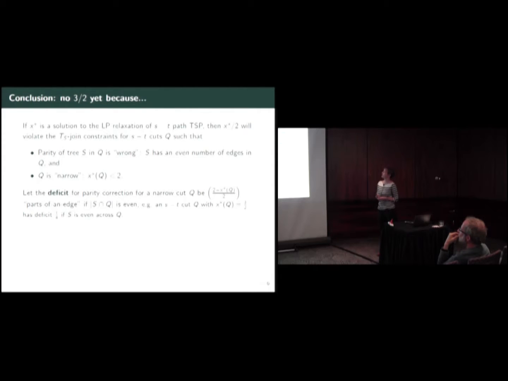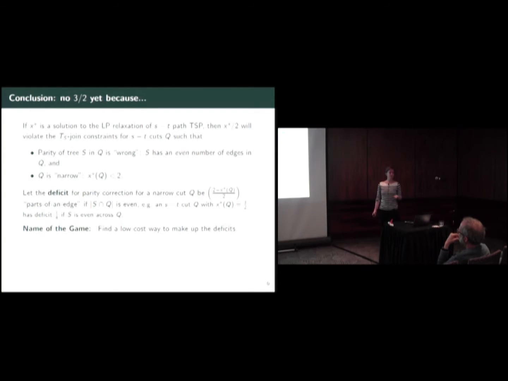So I'll call the deficit for parity correction for a narrow cut exactly how much we're short. So 2 minus the total value that the LP has across the cut, divided by 2. So that's parts of an edge. And we have that deficit only if the tree is even across the cut. So for example, if the cut has a total value in the LP of 3 halves, the deficit is 1/4 if we have a tree that is even across that cut.